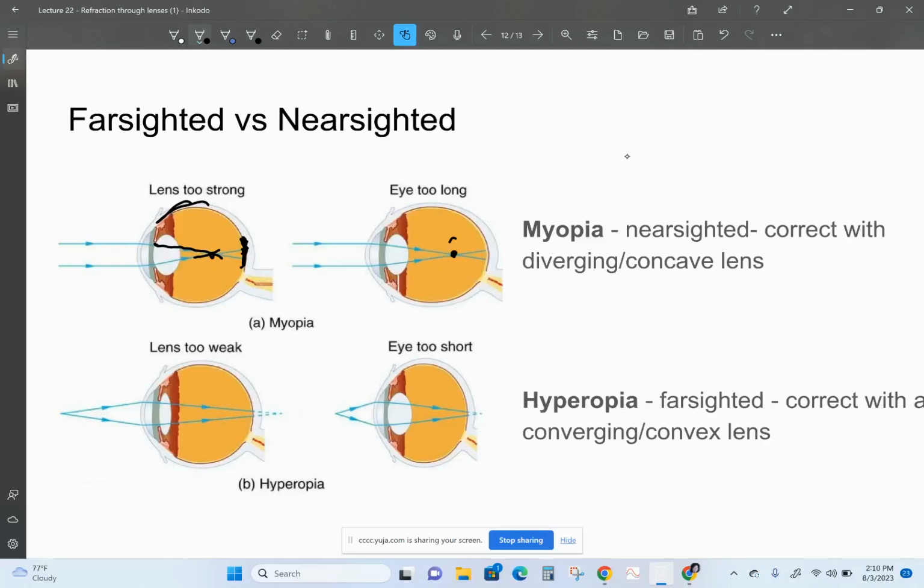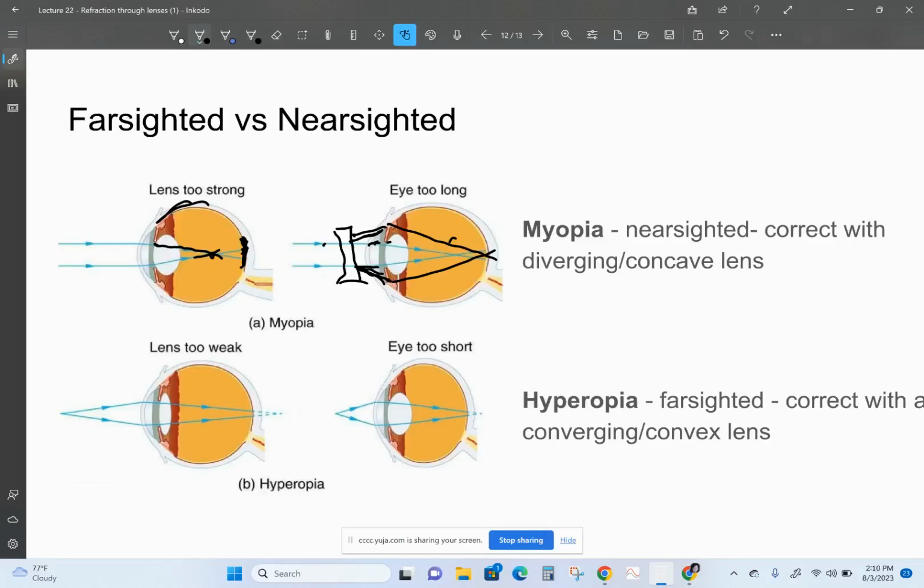to lengthen it. So if you put a concave lens in front of you, that will cause the light to spread out when it hits your eyeball, and then it will focus on the retina like it's supposed to when it goes into the converging lens of your eye.